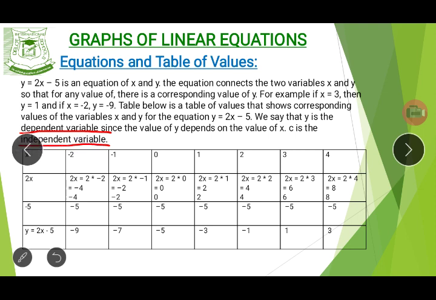Okay, good. So now let's look at the table. How do we derive the answers for y? y is supposed to be equal to 2x minus 5, right? So first of all the values of x now, starting from -2, right?